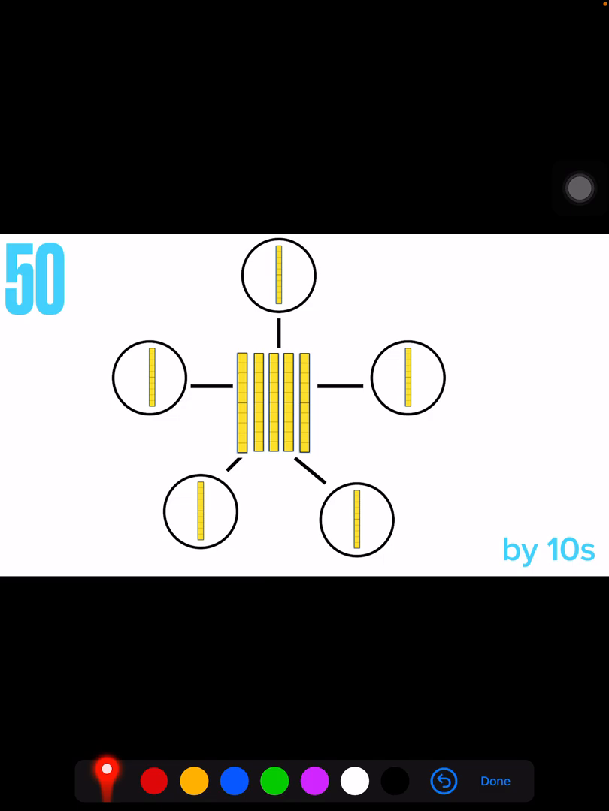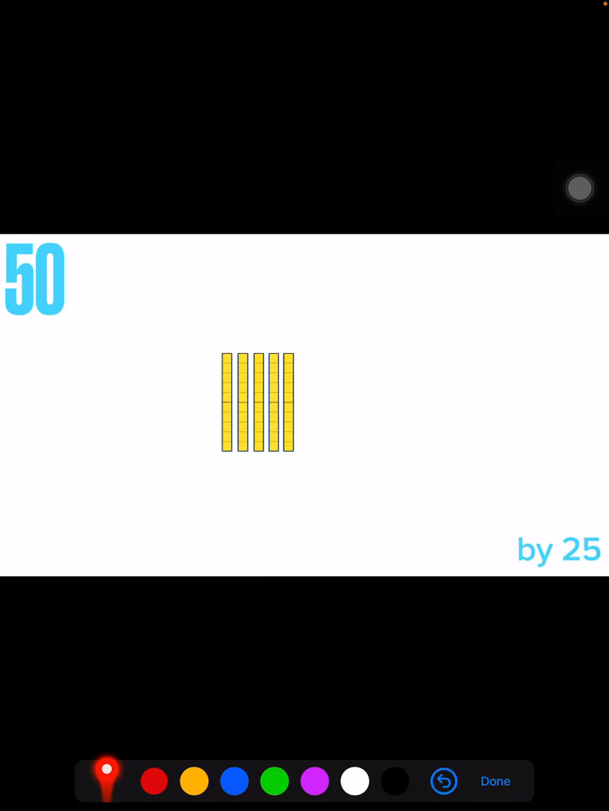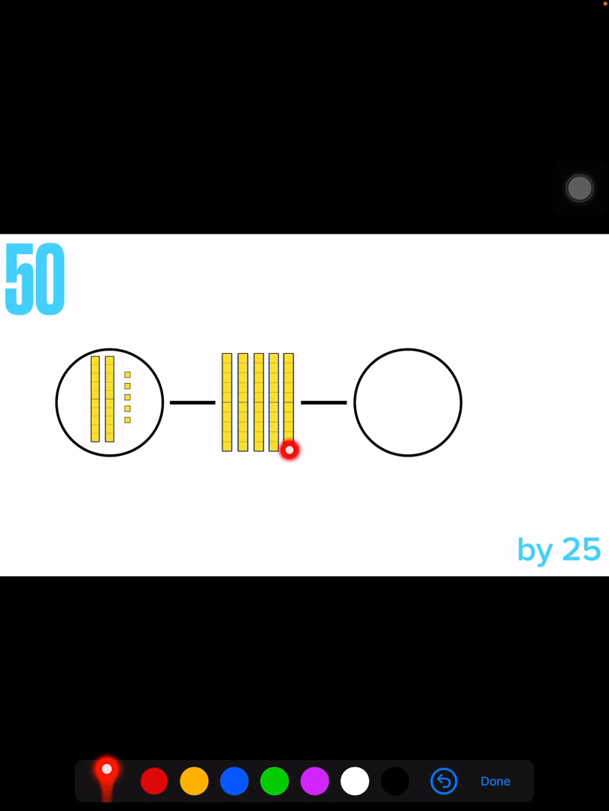You might have the same way that I did, or you might have a different way. But here's another way you can do it. You can do it by 25. I know that out of 50, there are 10, 20, and 5 that I can put in a group. And then there are another 10, 20, 5 in another group. I can decompose the number 50 by 2 groups of 25.